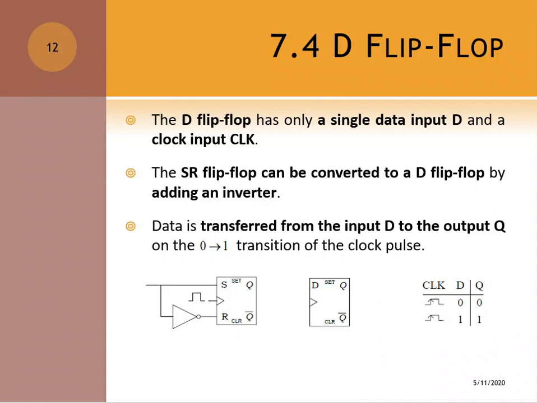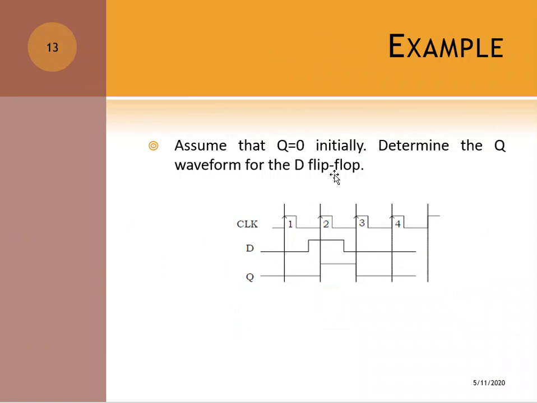Example for the flip-flop: assume that Q equals 0 initially. Determine the Q waveform for the D flip-flop. We have the clock, D, and then Q. As this is an example, Q is already given to you, so let's just check. D is 0 initially, Q is 0. When the next clock is activated, D is 0, so Q will be 0. Q will just follow the value of D.